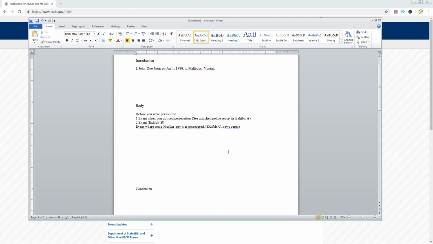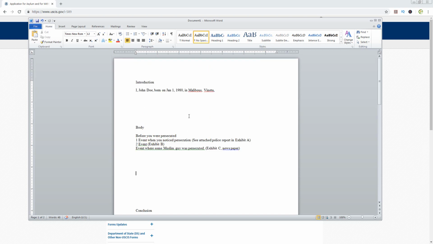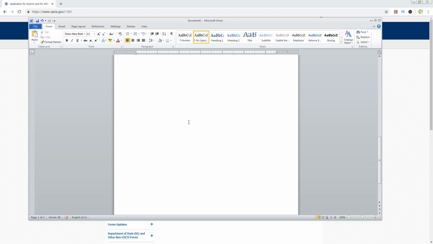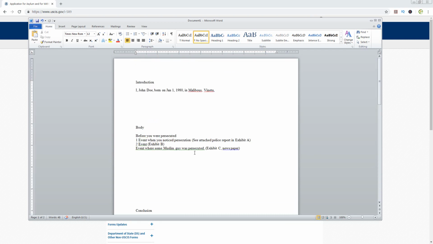And then number 5, the last one is, keep it structured. It's very important. Make it easy for you to write it, and make it easy for the immigration officer to read it. Another thing before I finish this video, I wanted to mention the translation.